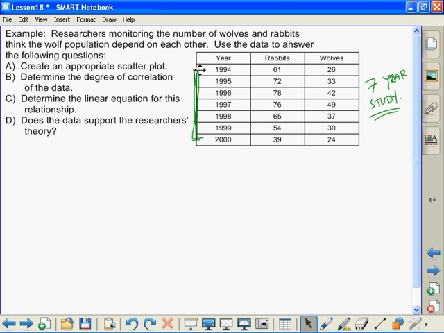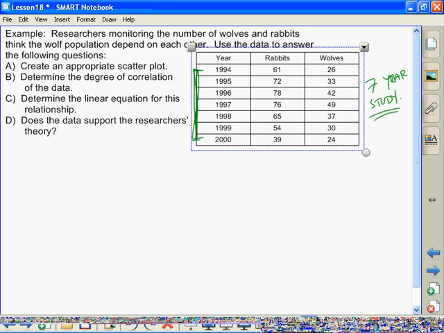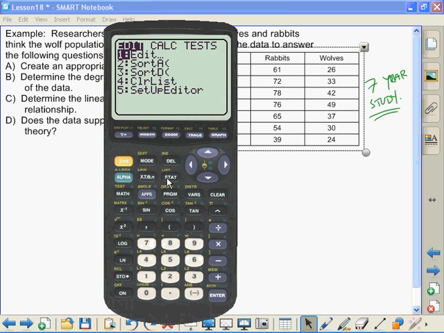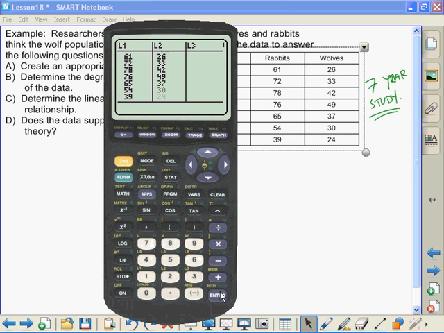So A part, create an appropriate scatter plot. Again, when you're doing this on a test, I'm just going to tell you to do it, and I'll be able to judge from the later information that I ask whether you did it properly. So again, you hit Stat on the calculator, Edit, and you can pause here for a second because I've already entered the data in.